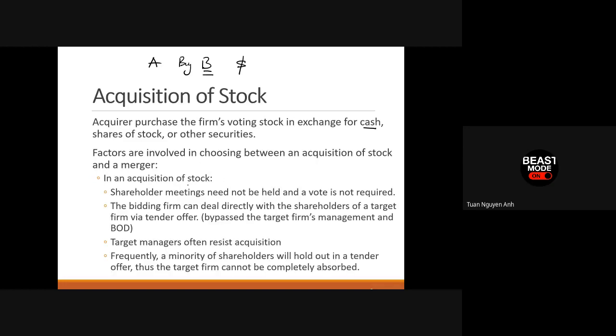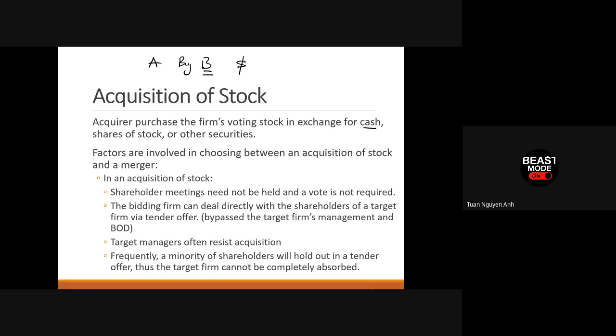See, in acquisition of stock, shareholders meetings need not be held and a vote is not required. Of course, because if you want to sell your shares, you just go to the market or go to the negotiation and sell your shares to the shareholders of firm A, if you are firm B. So there is no meeting. There is no need to get two-thirds of the shareholders to agree to merge with the other firm. You only need to sell your share.